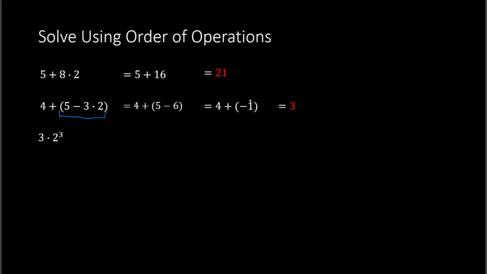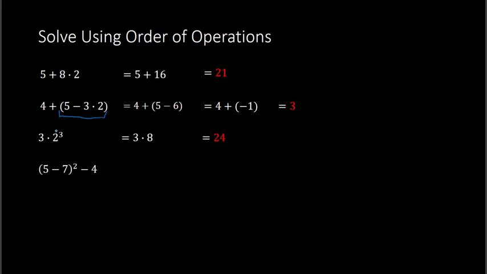Next we see 3 times 2 to the third power. We do the exponents first, so parentheses, exponents. Exponents is first: 2 to the third, or 2 times 2 times 2, which is 8. After exponents, we then multiply and divide. So now we have 3 times 8, which gives me 24.